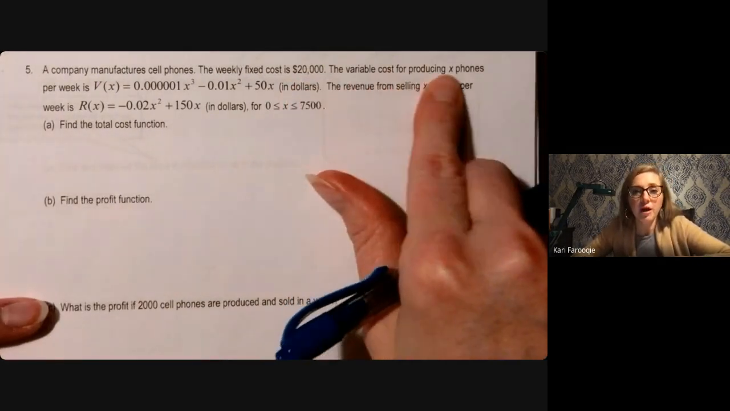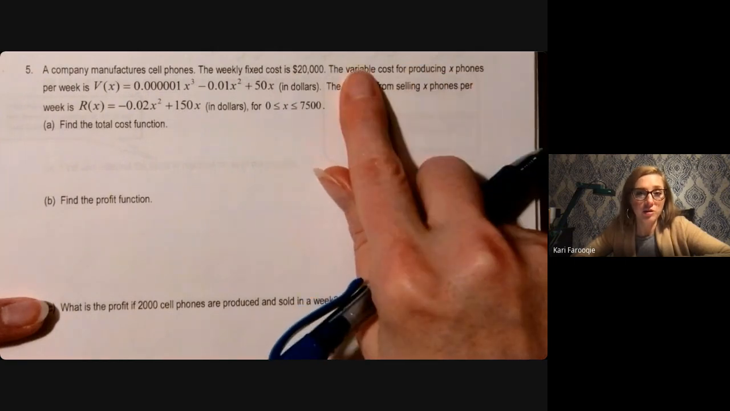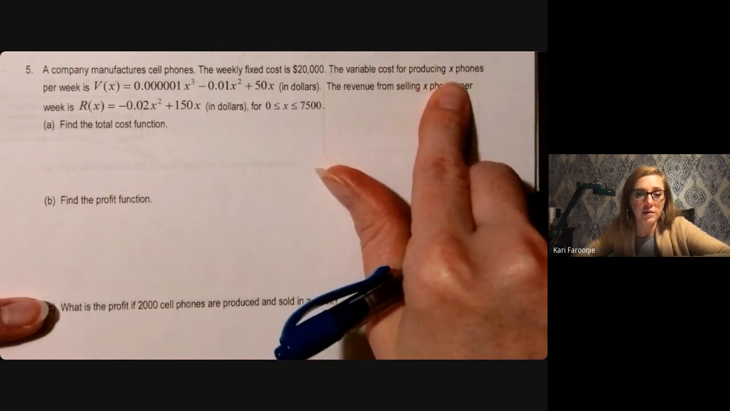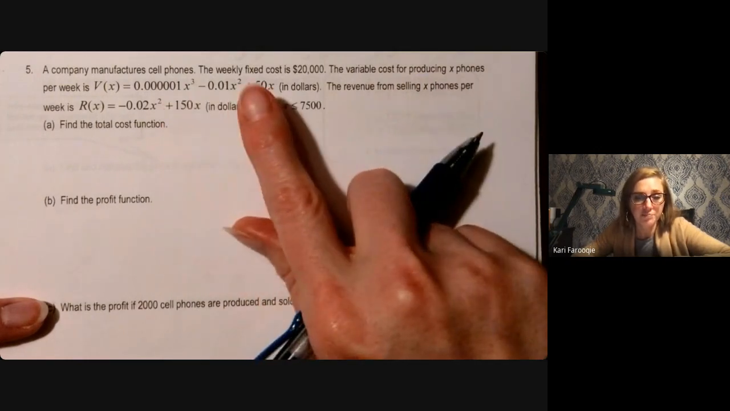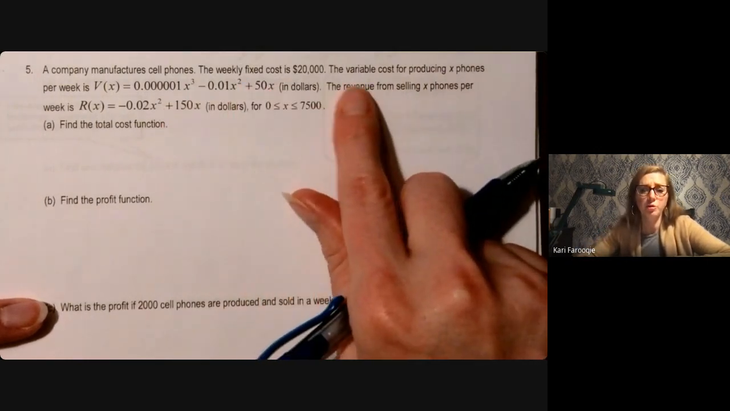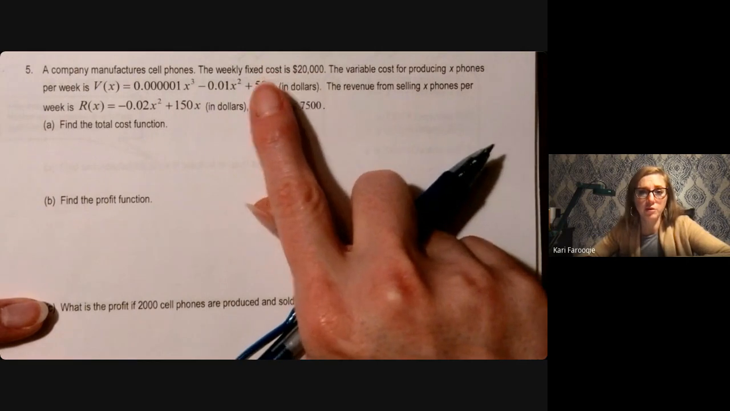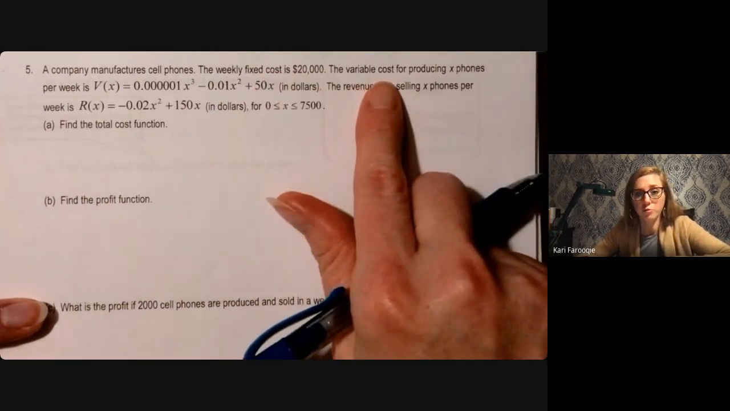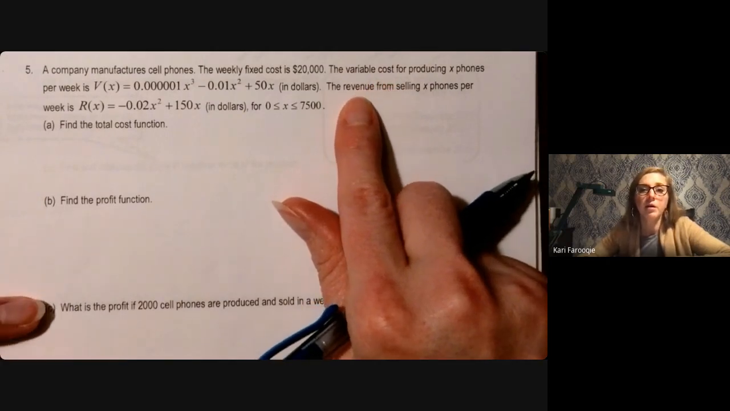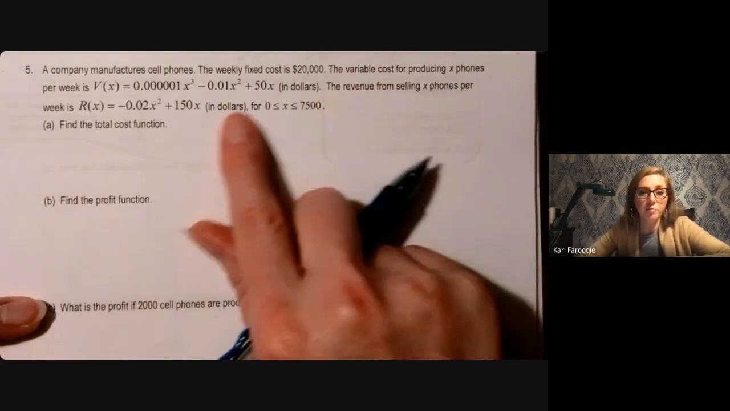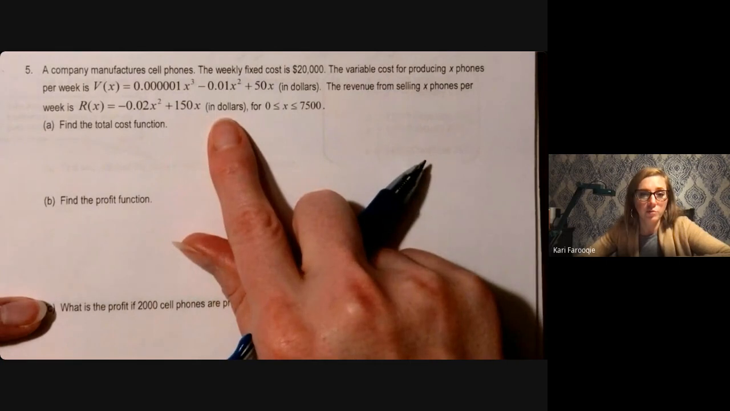The variable cost is going to change. Variable means it's changing. And that's going to be based on the number of phones produced per week. So you'll have two different costs here. One of them is fixed. The other one is variable. You know, if you produce more phones, it's going to cost a little bit more money to make them. The revenue from selling a specific number of X phones is given by this function.